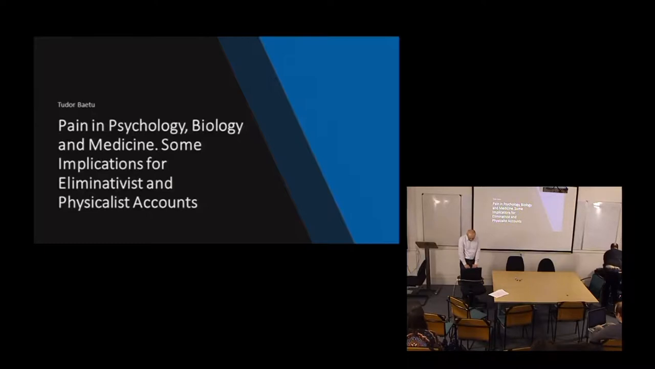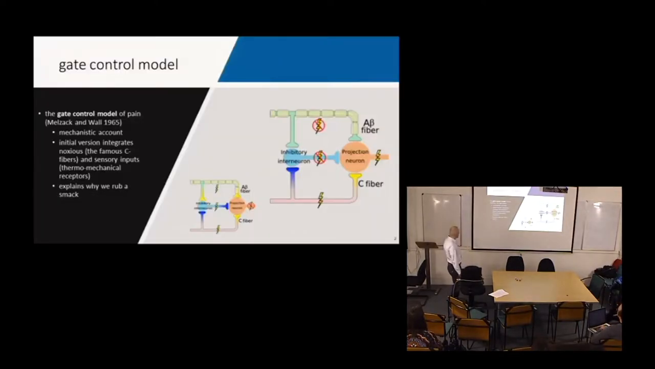Where I'm trying to explain a little bit what the recent developments in research on pain are, and how this impacts something that's of interest to me, which is basically mechanistic explanation. And pain seems to be one case where mechanistic explanation seems to fail. So let me just give you a brief introduction about how research on pain is proceeding.